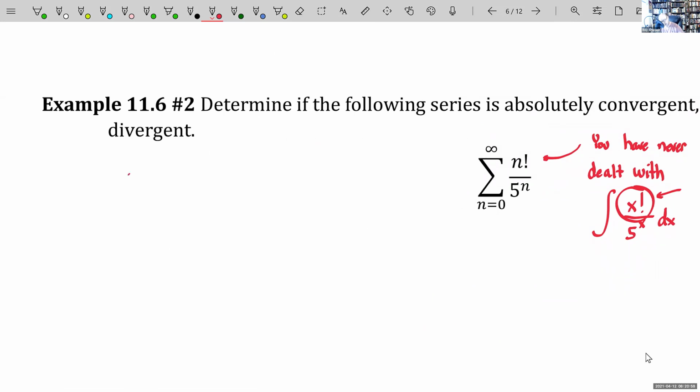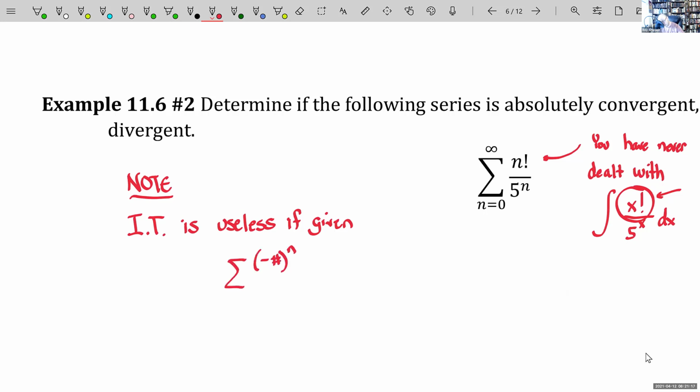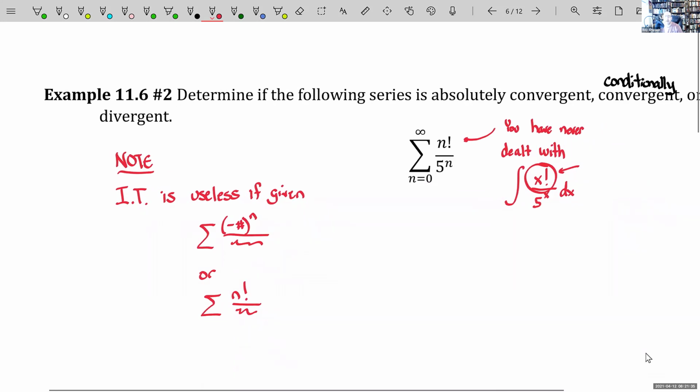But a little note here: integral test is useless if given a series where you have a negative number to the nth power, or a series that has some n factorial or something like that. So integral test is just junk for those. You can't do that. I know we're not talking about the integral test specifically here, but that's just good to note.